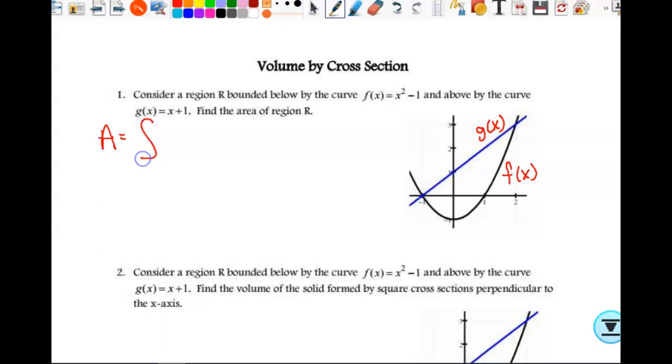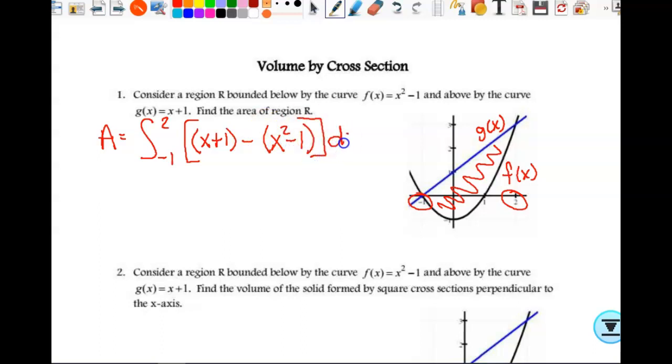An integral, right? And since this is the area that's bounded, my limits of integration, I'm going to go from -1 to 2. Everybody good with that? -1 to 2. Of, and then which one goes first? G of x, okay? So of x plus 1, and then do I add or subtract? Subtract, minus x squared minus 1, all of that dx.